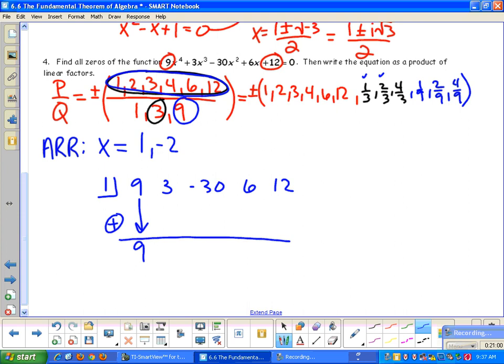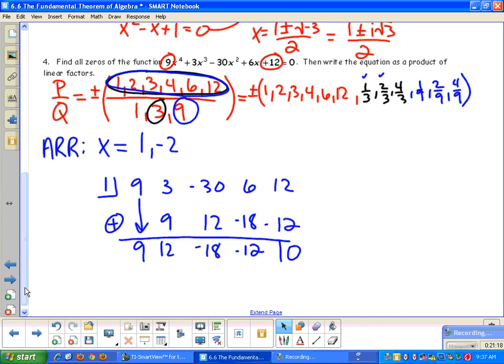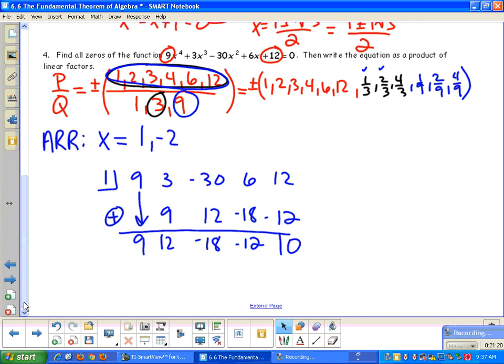So 9 times 1 is 9. And then remember, you add these together. So 12. 12 times 1 is 12. And then this would be -18. So I get my remainder of 0. And then remember, when you have another 0, you have to do synthetic division again with that second 0. So if you wanted to write this out with the x's, you can, but it's not necessary. Remember, you can just put your 0 right here and do your synthetic division.